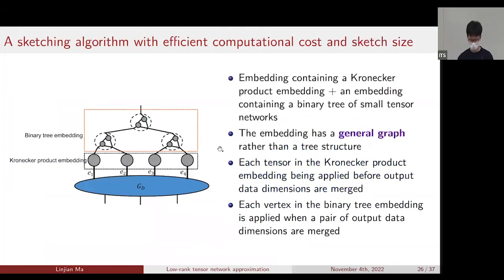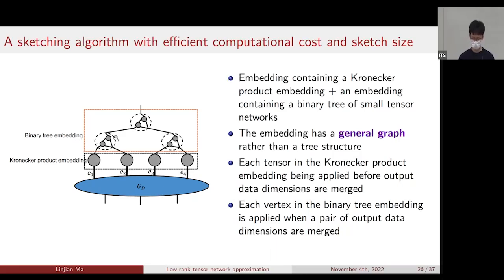Okay, so on top of this sufficient condition, we provide a sketching algorithm with efficient computational cost and also sketch size. The sketching algorithm uses an embedding looking something like this, shown on the left. It has two parts: the canonical product embedding part, where we apply each matrix on the dimension that we want to sketch. This is used to reduce the dimension size of each edge. And then we have a binary tree embedding.